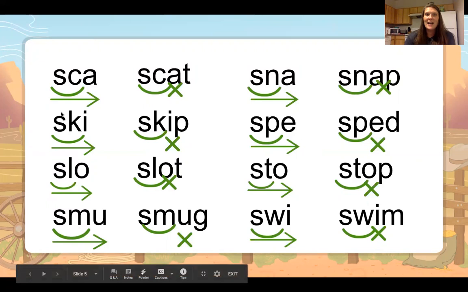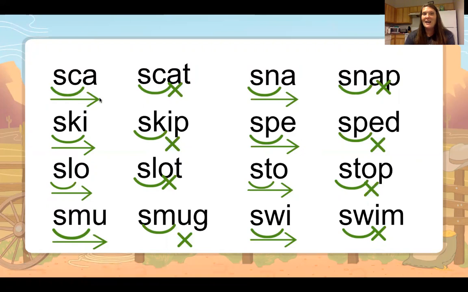Okay, so let's read these slides and blends. Okay, ready? SCA says sca, so this word is scat, right? SNA says sna, and SNAP says snap. All right, this one we just did, skip. All right, this one SPE says spe, and SPED says sped. I sped down the driveway. All right, SLO says slo, and SLOT says slot. I put the mail in the slot.